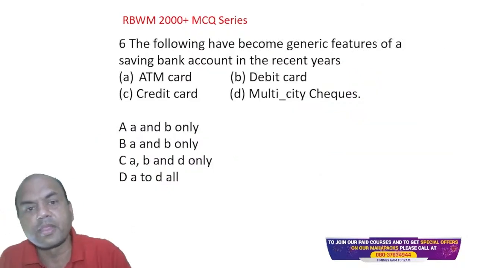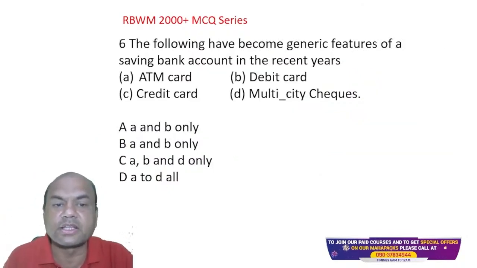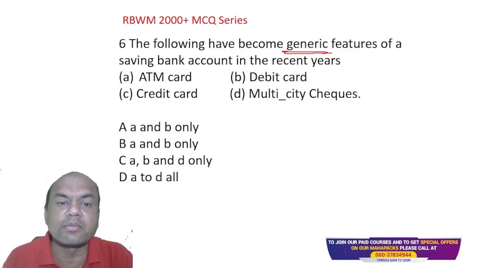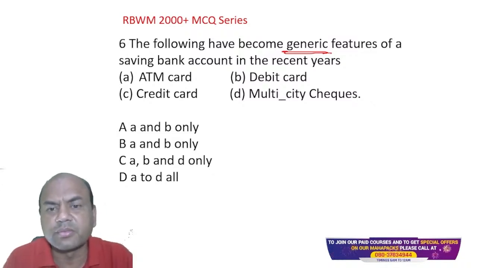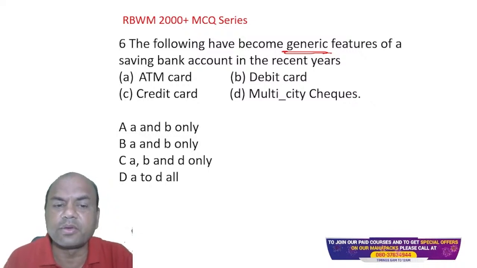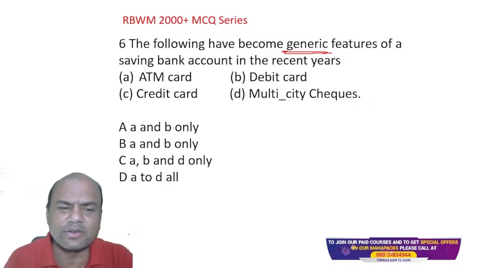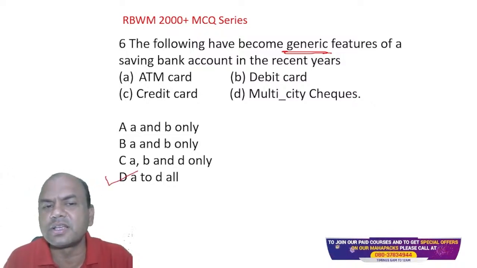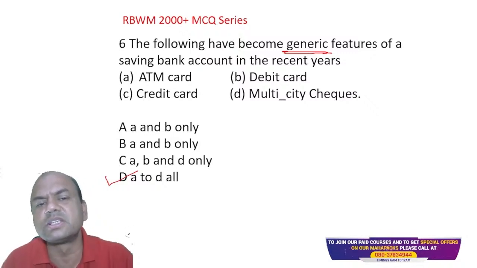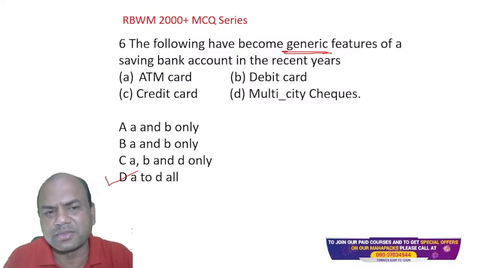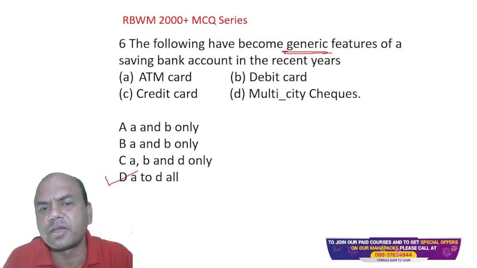The following have become the generic features in the savings bank account in recent years. Generic means common. So I am giving an ATM card, a debit card, a credit card, multi-city cheques. A and B only, A and D, or A to D all. All have become generic features nowadays, isn't it? There is nothing new in this. Every customer knows these products now: ATM, debit, credit and multi-city. Nowadays the ATM cards are gone actually. They are nowhere in the system now. Everywhere it is a debit card now.